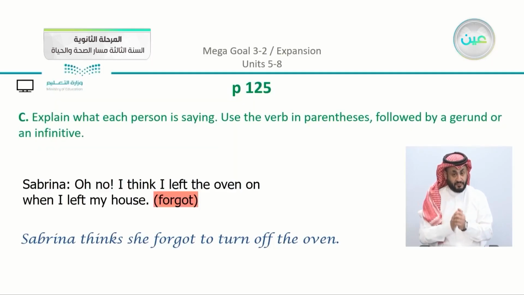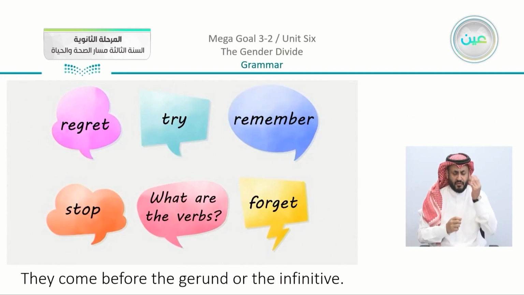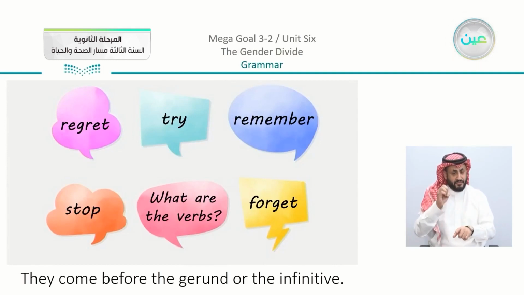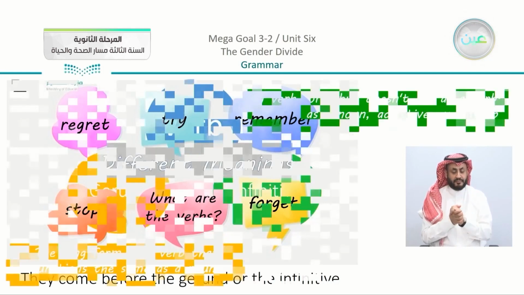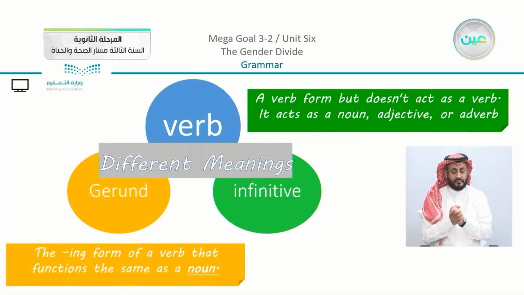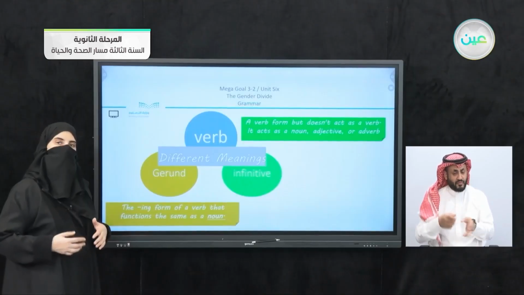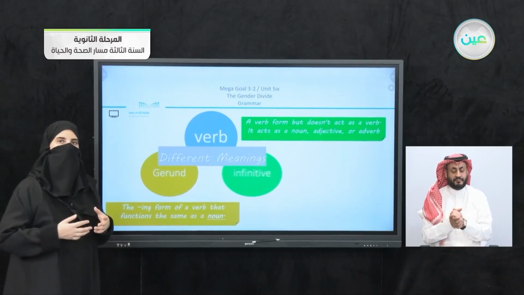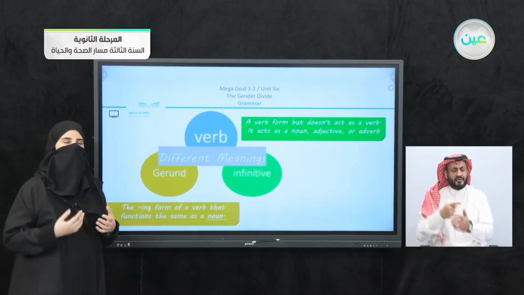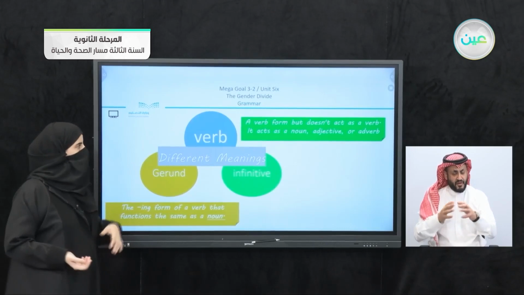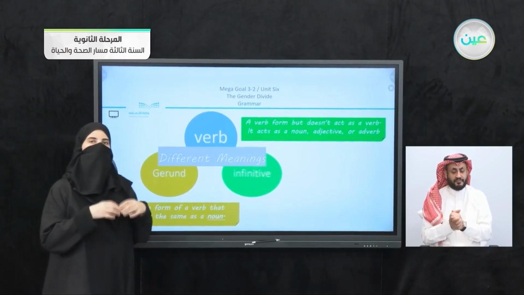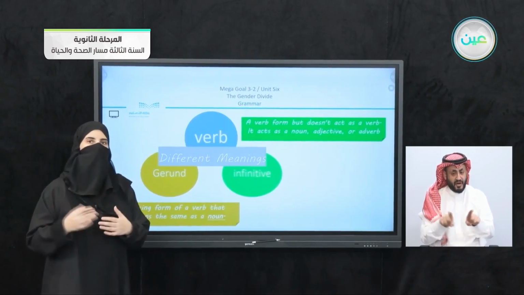Now, do you remember when we studied this part or the grammar lesson in Unit 6? We mentioned that we have different verbs like regret, try, remember, stop, and forget. Now, these 5 verbs, we can use them with either gerunds or infinitives. We explained the difference: a gerund is a word that has an ing. It looks like a verb, but actually it functions as a noun. And the infinitive means to use the word to with the base form of the verb.